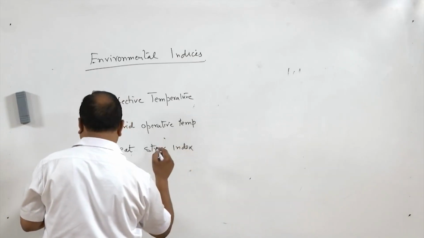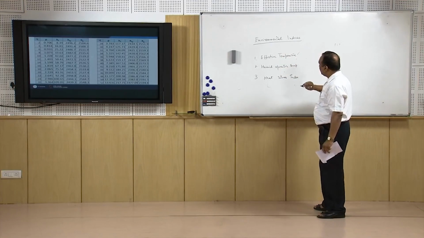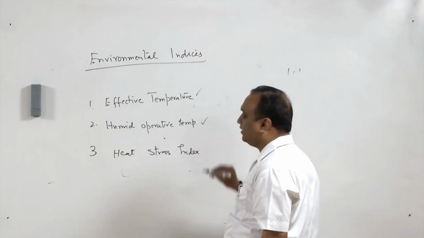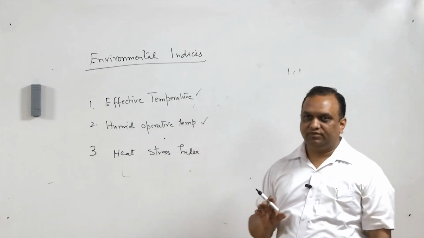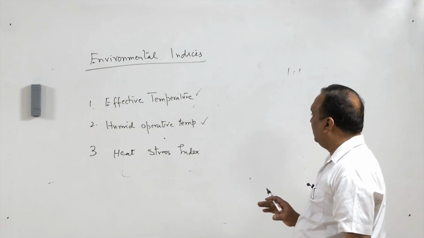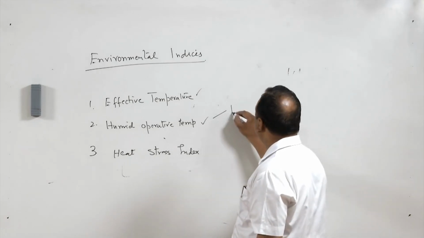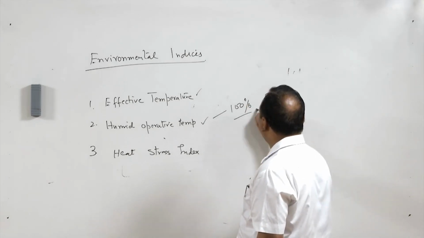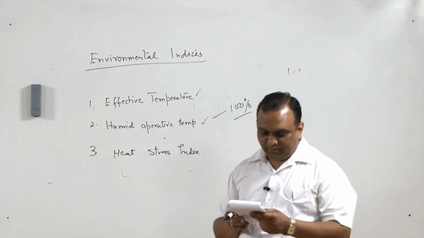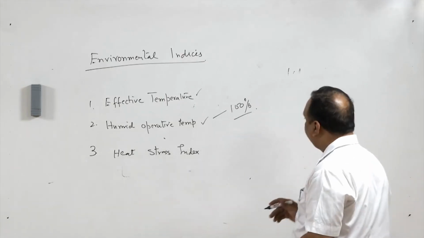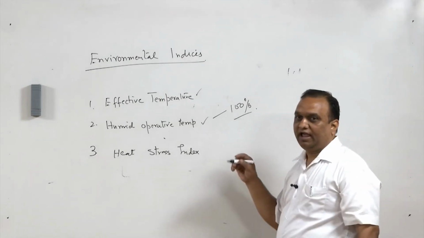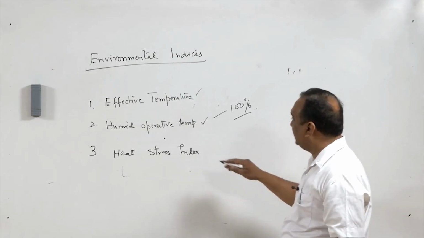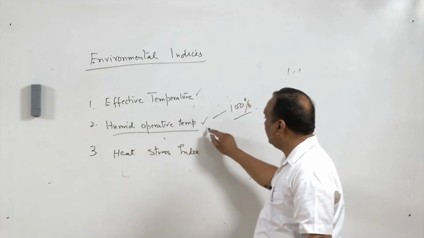Effective temperature I have already explained to you previously. Humid operative temperature is the temperature of air which is 100% humidified, or relative humidity is 100%, and the same amount of heat is dissipated to the surroundings. So that is known as humid operative temperature.